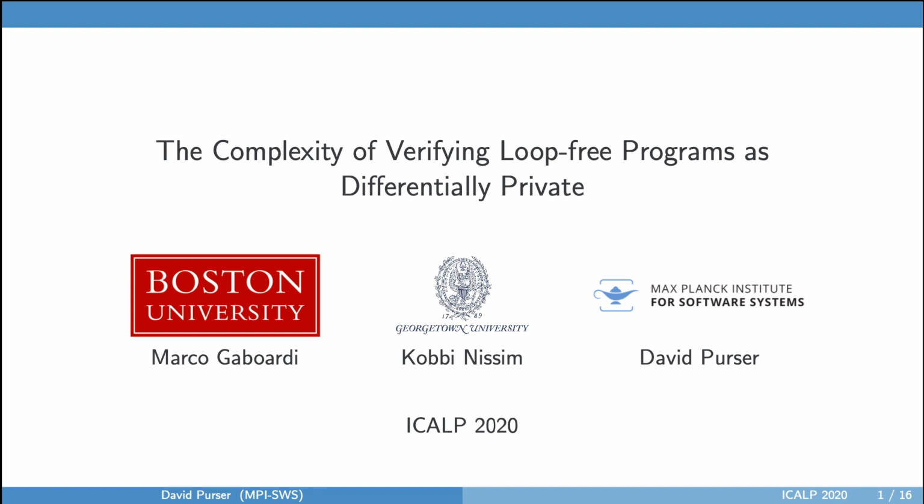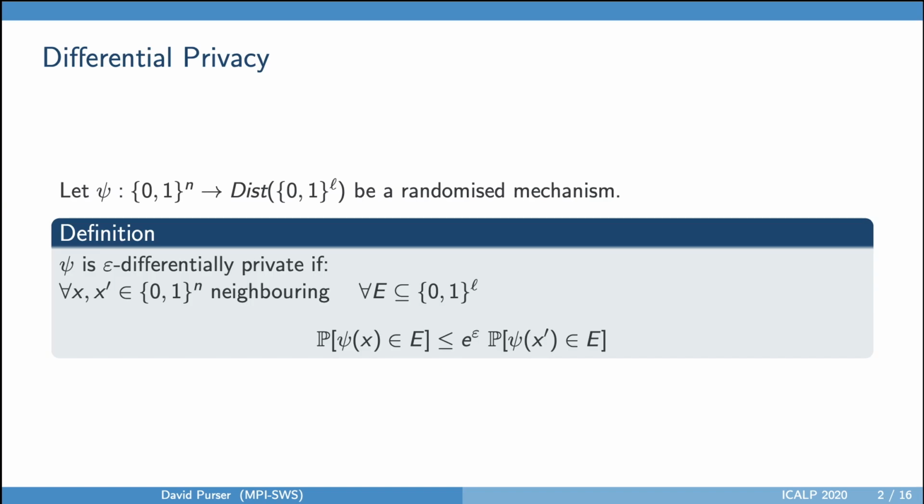This paper considers the problem of verifying whether a loop-free program is differentially private. First, let us consider the concept of differential privacy. Consider a randomized mechanism which takes n input bits and outputs L bits.